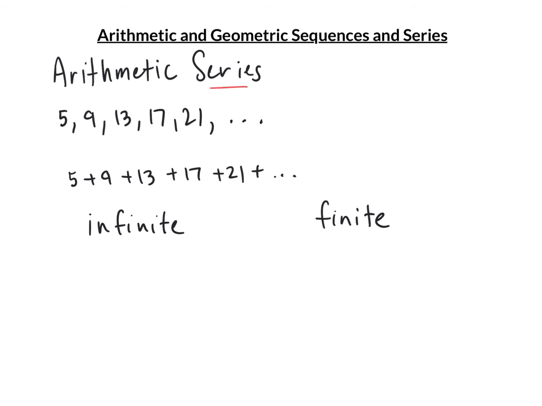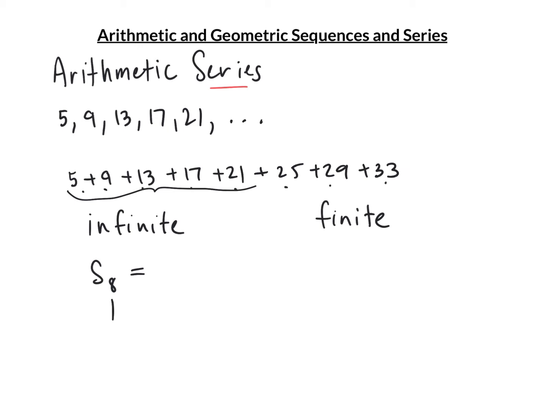The way you find a partial sum, let's call it S sub 8, which would be the sum of the first 8 terms in this sequence, is you average the first and last number in the sequence, which means I need to continue on here, plus 25, plus 29, plus 33, and I've got 1, 2, 3, 4, 5, 6, 7, 8. That'll be S sub 8. I'm summing the first 8 numbers.